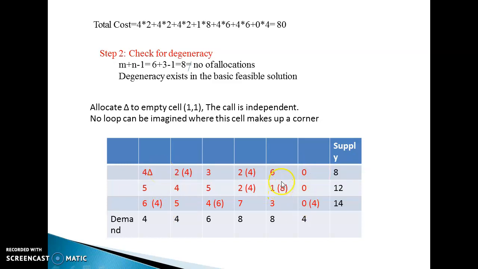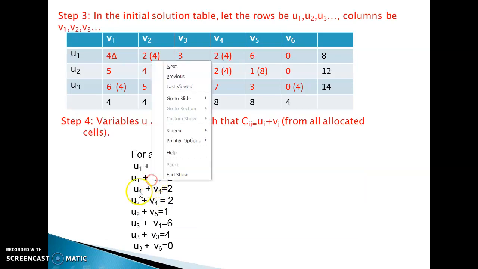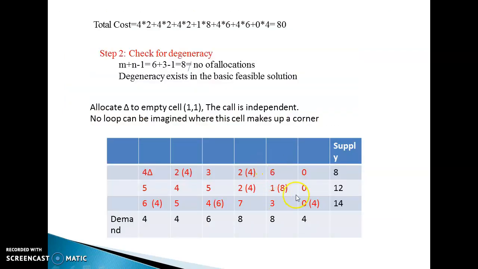That means it is not independent. Similarly, if I see this 0, so like this way and this way, from here, this way and this, like this way if I come, it will form the loop. That means it is also closed. So I can't consider this.